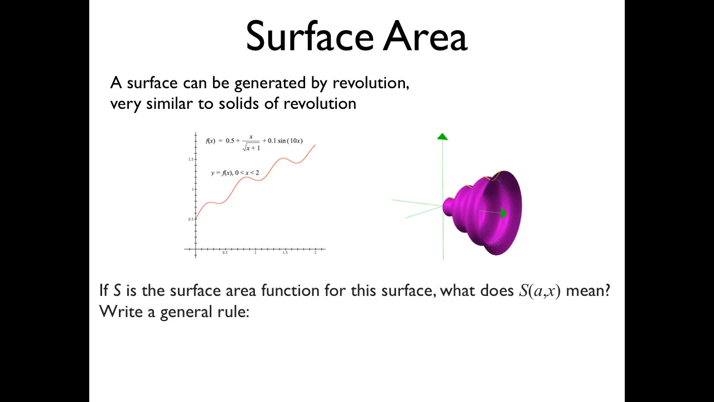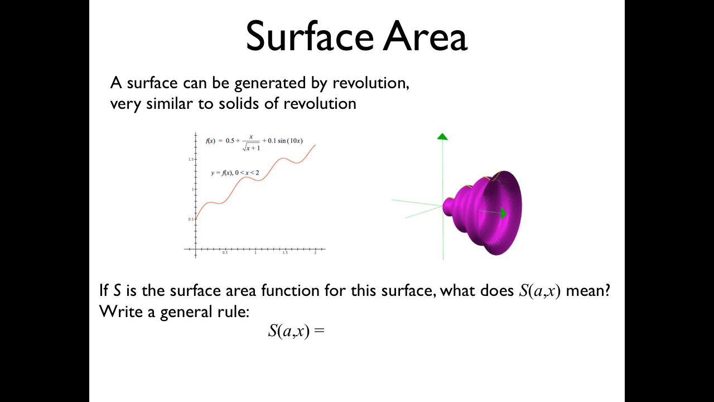If S is a surface area function, two questions. What would S of a comma x mean? And in the very most general sense, could you write a rule for the surface area function? We haven't attacked it, investigated it, and broken it down, but you still should be able to, in a very general sense, write how we're going to do that. What is going to be the rule for a surface area function?